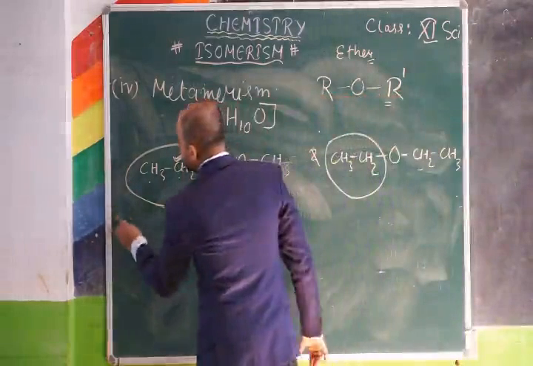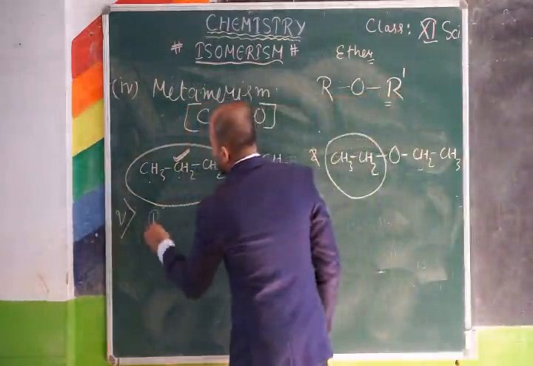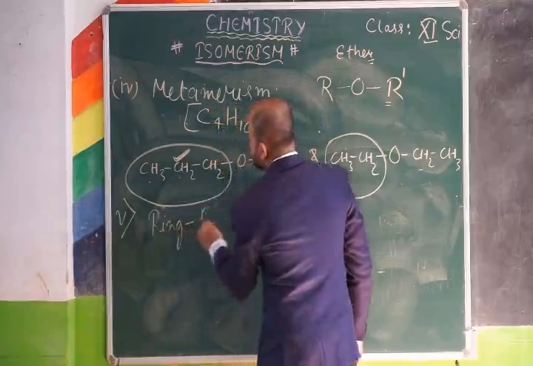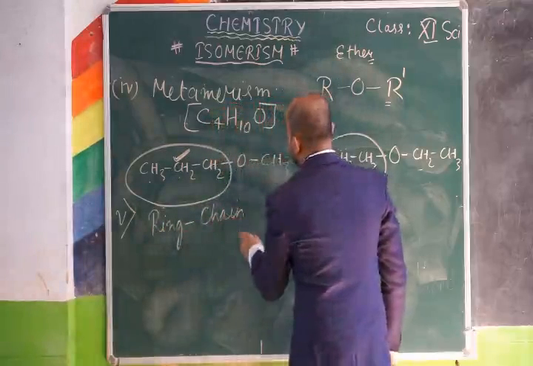Now let's discuss the next type, that is ring chain isomerism.